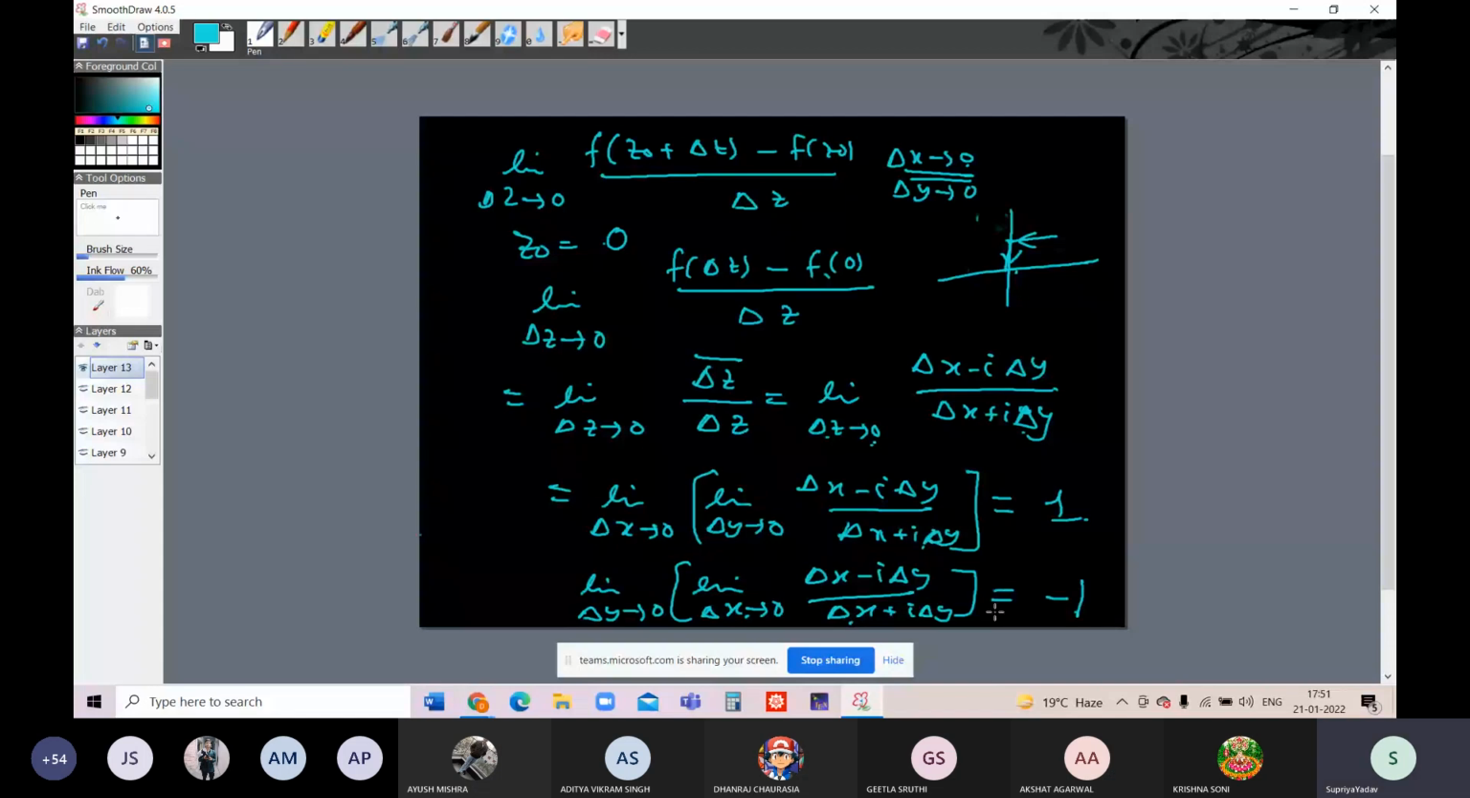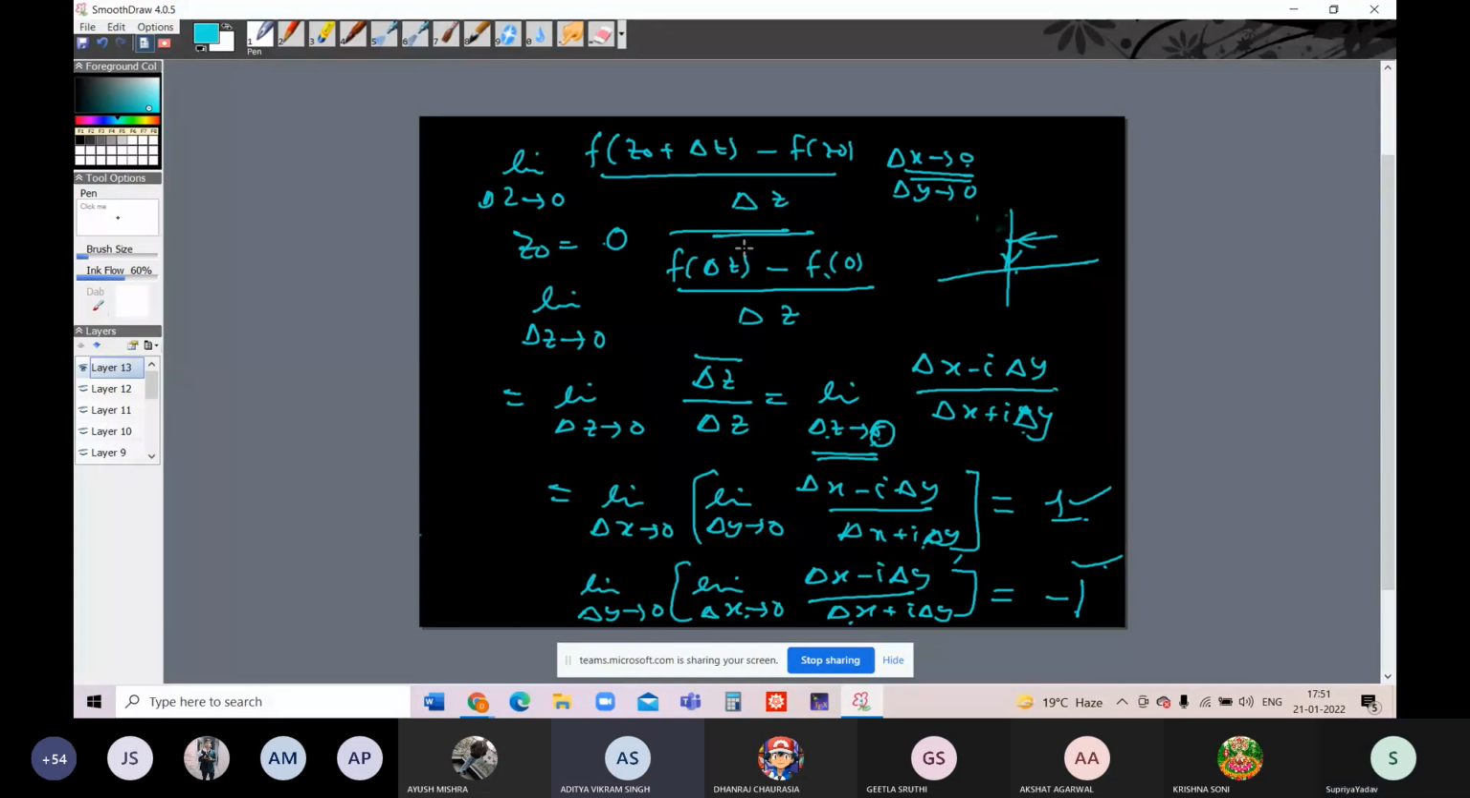So you can see here, if we are choosing a different path for approaching 0, delta z tends to 0, we are getting a different limit. So we can say that the limit does not exist. And if the limit does not exist, it means that the function is not differentiable at this point z equal to 0. So the function f(z) equal to z bar is not differentiable at this point z = 0.